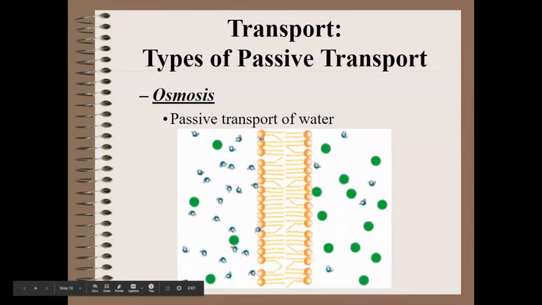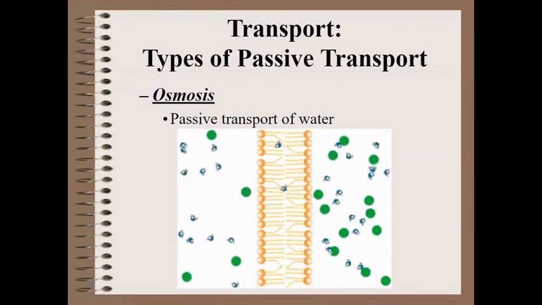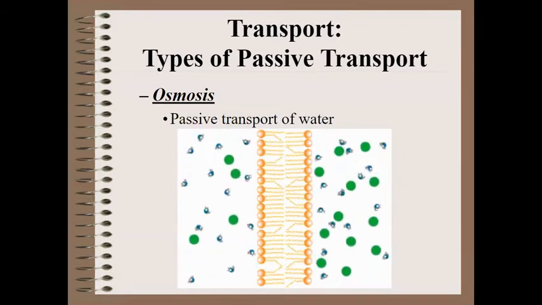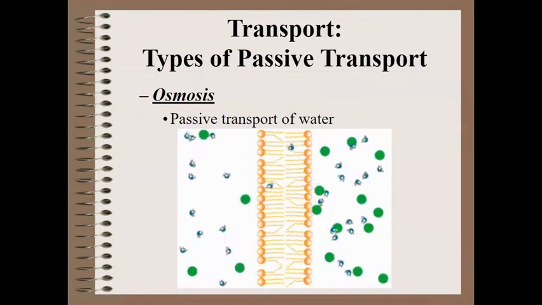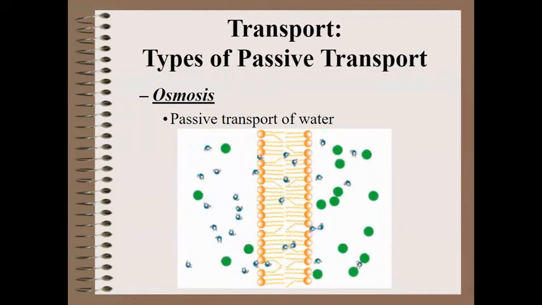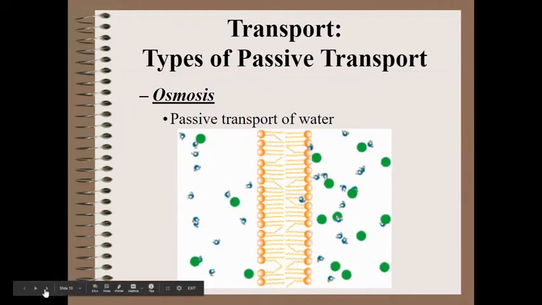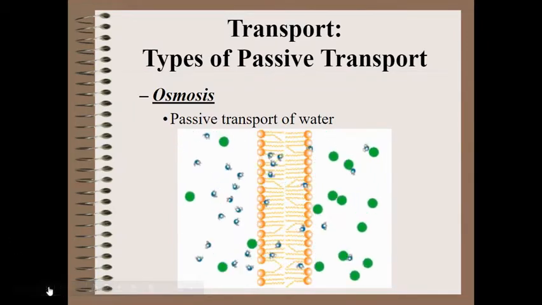Another example of passive transport is osmosis. And osmosis is the passive transport of water. So water is given its own category in terms of passive transport. And it still moves from high to low concentration and it still uses no energy.